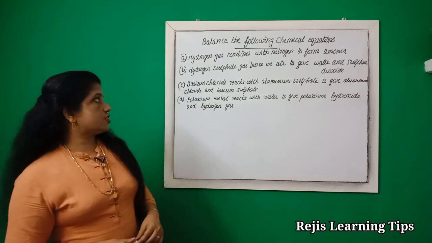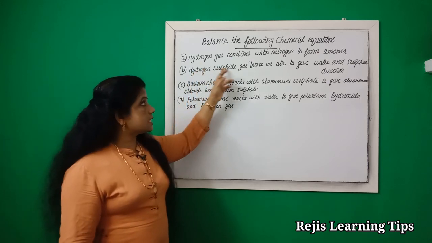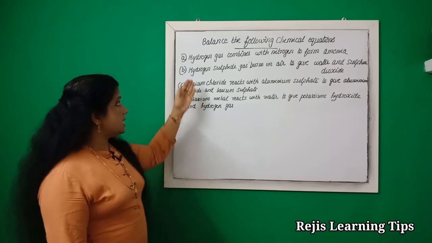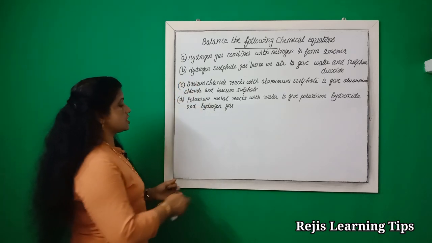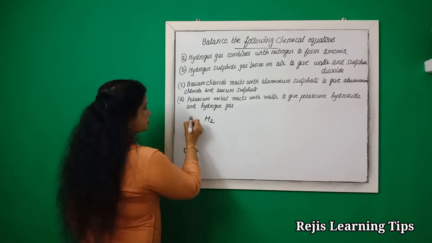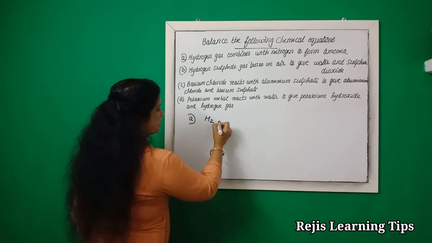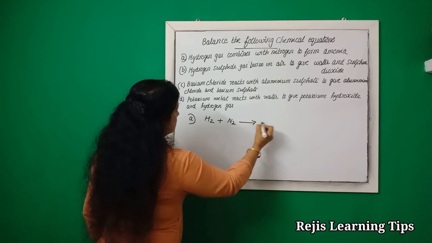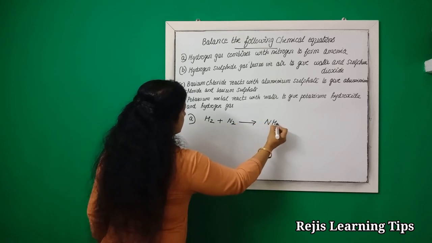Okay, let us start. Hydrogen gas combines with nitrogen to form ammonia. Hydrogen gas, hydrogen we know that is H2, combines with nitrogen N2, then we will get ammonia, that is NH3.